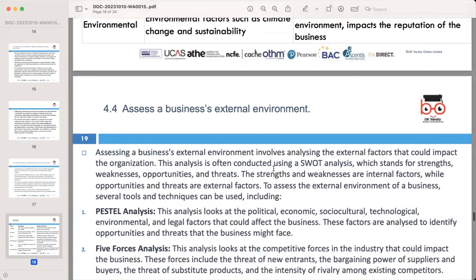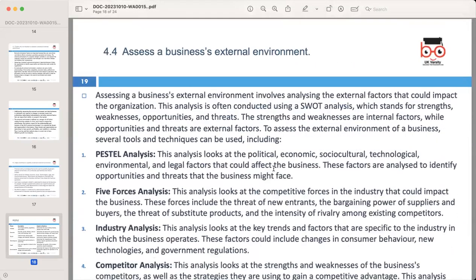Okay, so assess business external environment. Assessing business external environments involves a comprehensive analysis of the external factors that have the potential to impact the organization. This analysis is often conducted using a SWOT analysis, which we also discussed previously, which evaluates the internal strengths and weaknesses as well as external opportunities and threats.